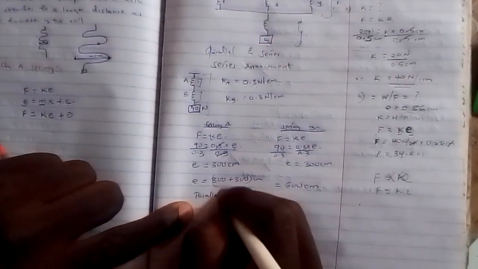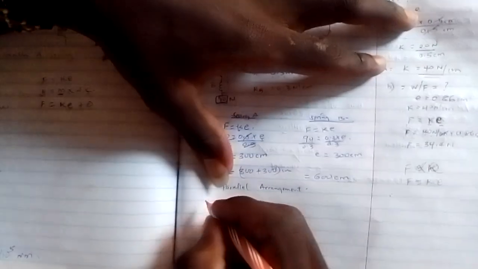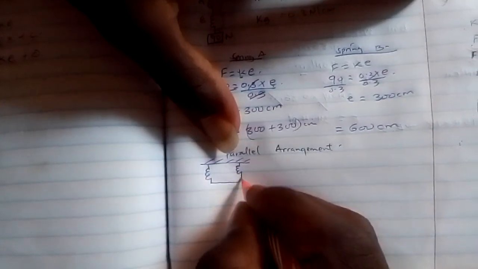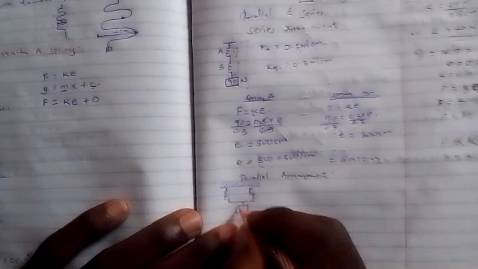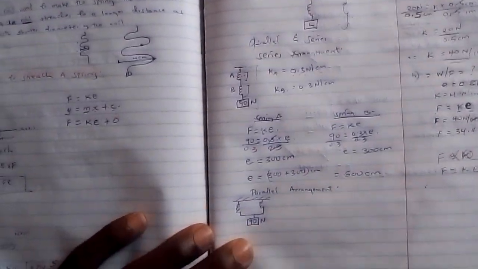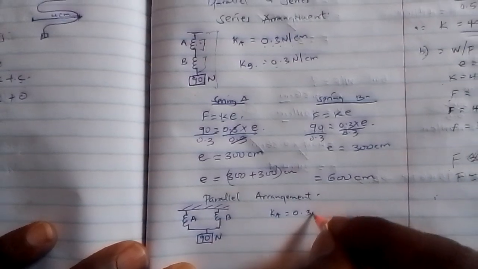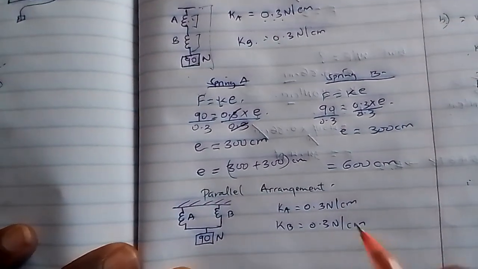Now let's look at parallel arrangement. For instance, you have been given a spring like this one, and another spring like this one. They are both attached to somewhere, and then they are both attached to the load. I think we can just use the 90 newtons. The force attached to it is 90 newtons. Look at the question: two identical springs, each of spring constant 0.3 newtons per centimeter. This is spring A, spring B. The constant of spring A is 0.3 newtons per centimeter, and the constant of spring B is 0.3 newtons per centimeter.